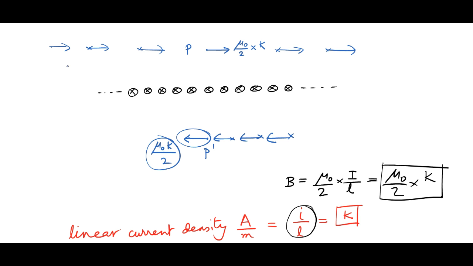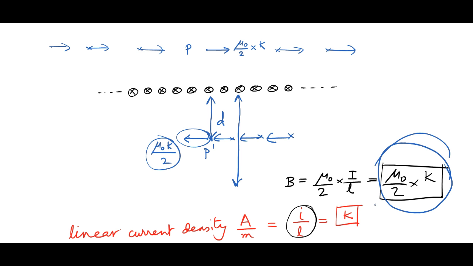Now another thing that we note is that this particular formula doesn't contain the distance of the point P or P dash from the plane. It doesn't depend on this distance, which we called d. For example, if we go to double that distance from the plane and do the same derivation, we get the same formula, mu naught k by 2, and the same direction for the field.